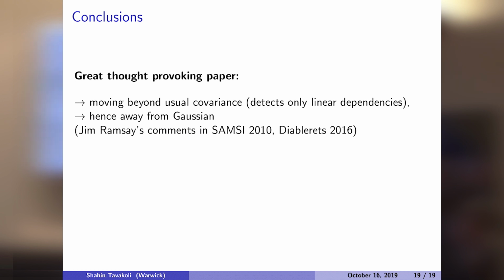So to finish, I'd like to conclude, it's a really nice paper because it moves beyond the usual notion of covariance, because usual covariance is all about linear dependencies. And Jim Ramsey said in 2010 at SAMC, in 2016 at Diablerets, we need to move away from that a little bit. So this paper is pushing us in that direction. So I propose the vote of thanks.